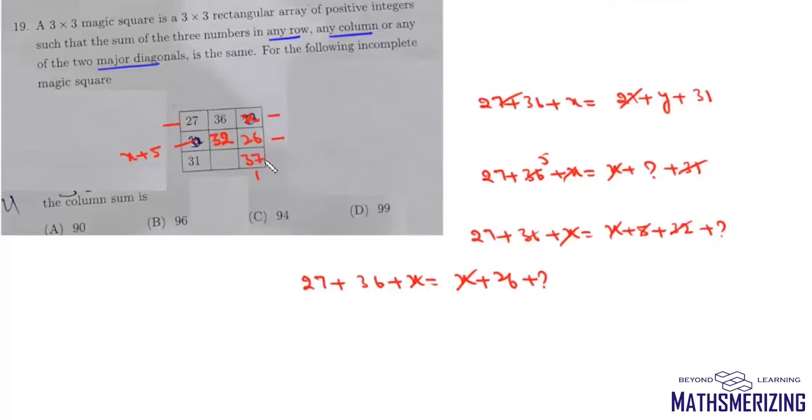Now we have to find this column sum. Now we know that column sum is equal to sum of diagonal also. So this column sum will be simply 27 plus 32 plus 37, which is 96, and that's your option B.